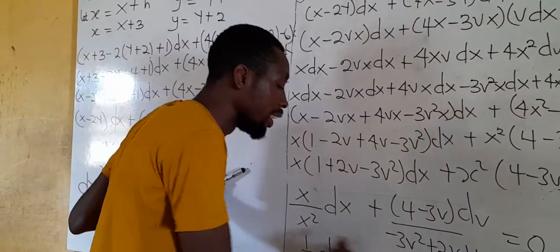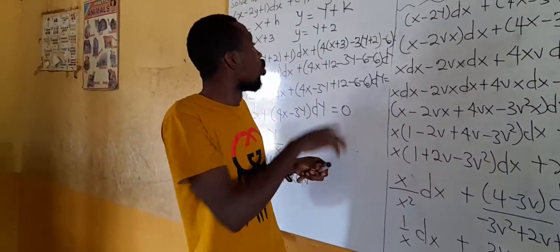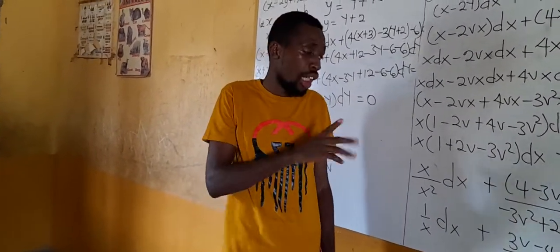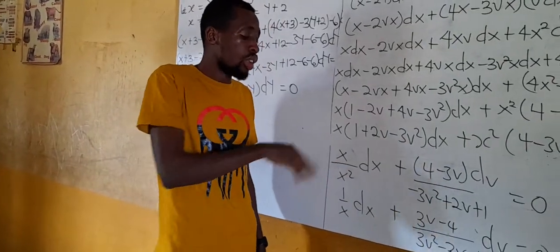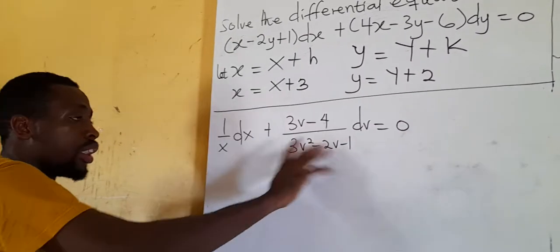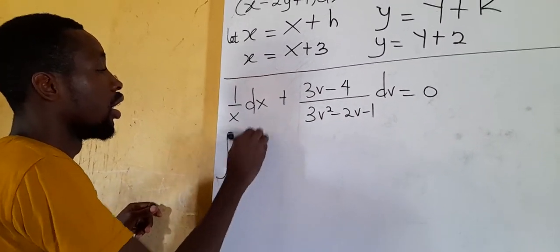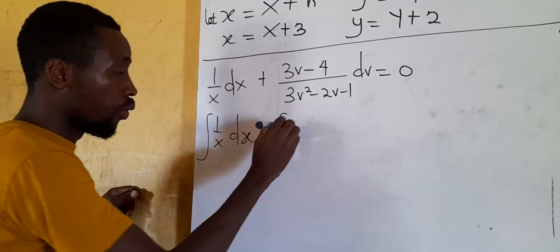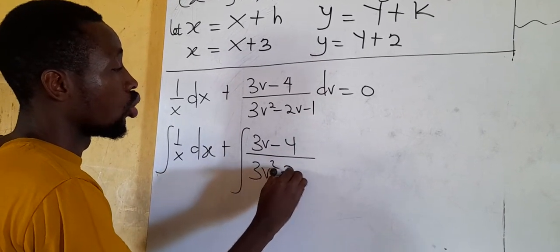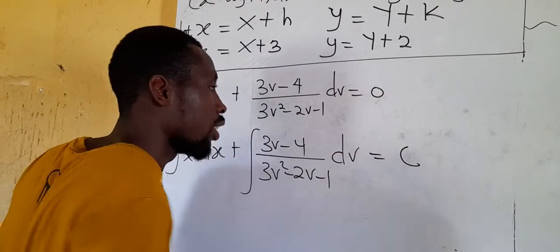What's the next thing? We integrate to get our function back. After you make the non-homogeneous system homogeneous, you need to make it separable in order to find the function, and that's what we did. So the next thing is we integrate. Remember, after the separation, this is what we have. We find the integral of 1 over x dx plus the integral of (3v minus 4) all over (3v squared minus 2v minus 1) dv, equal to a constant c.